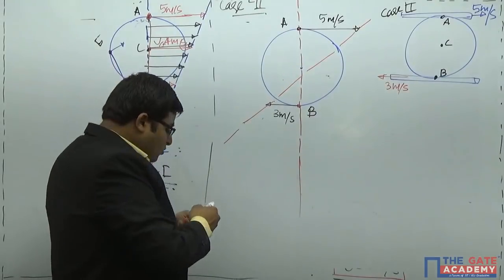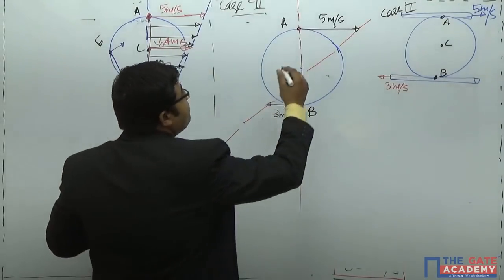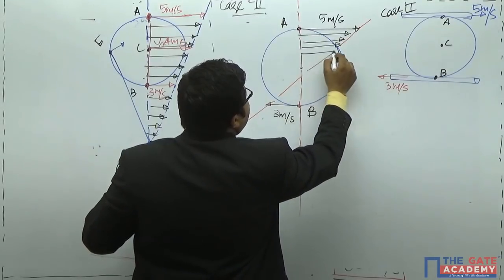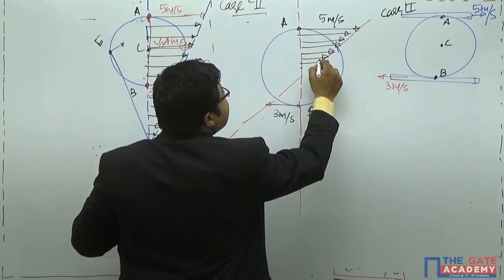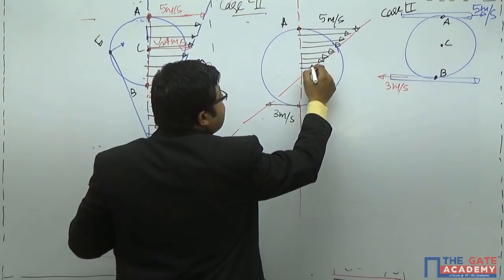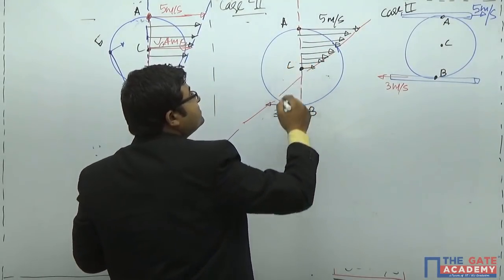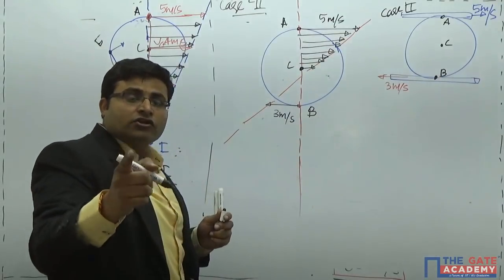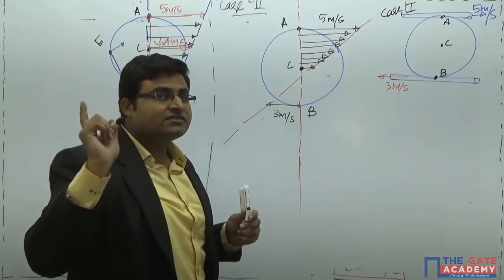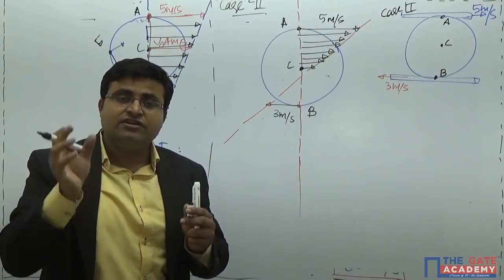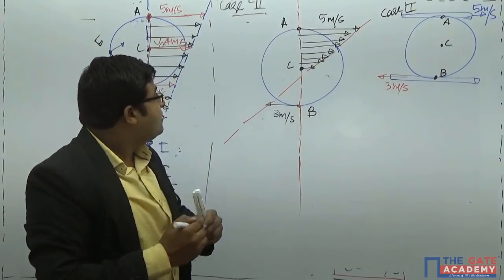But in this case, look at the velocity profile also. Velocity profile is like this. Velocity keeps on decreasing as we reach toward the center, and this is not the instantaneous center of rotation. This blue color point is point C. This is the velocity of the center of the disk, but not the instantaneous center of rotation. Do not get confused with it.